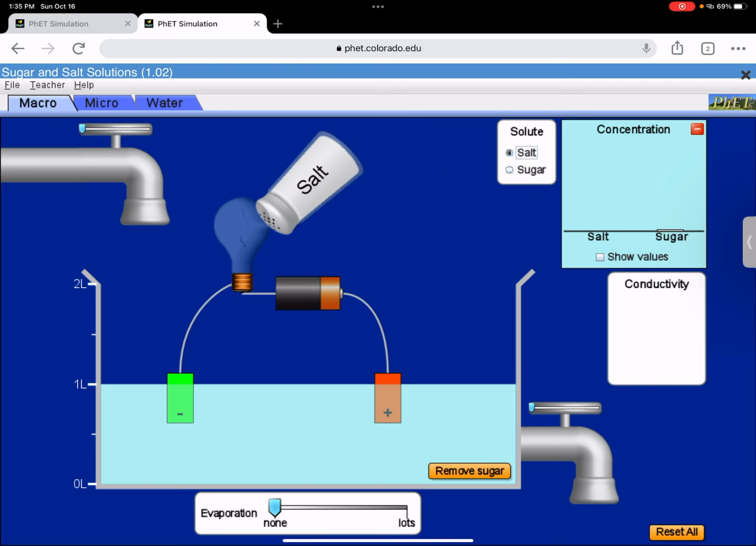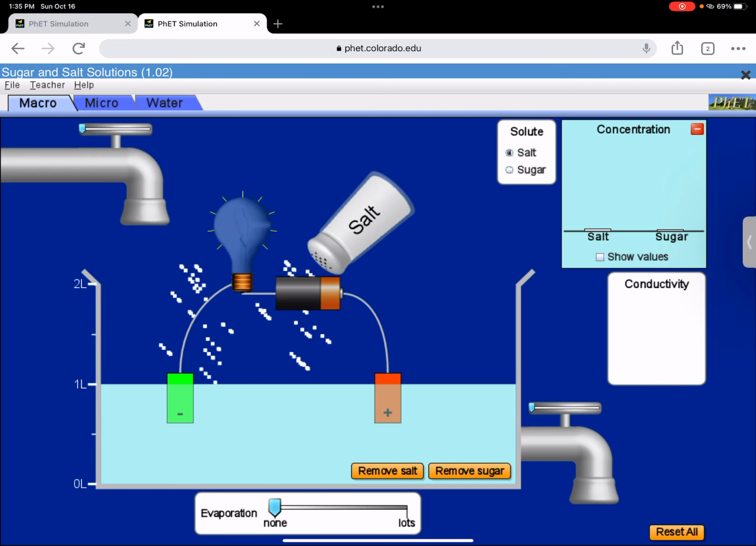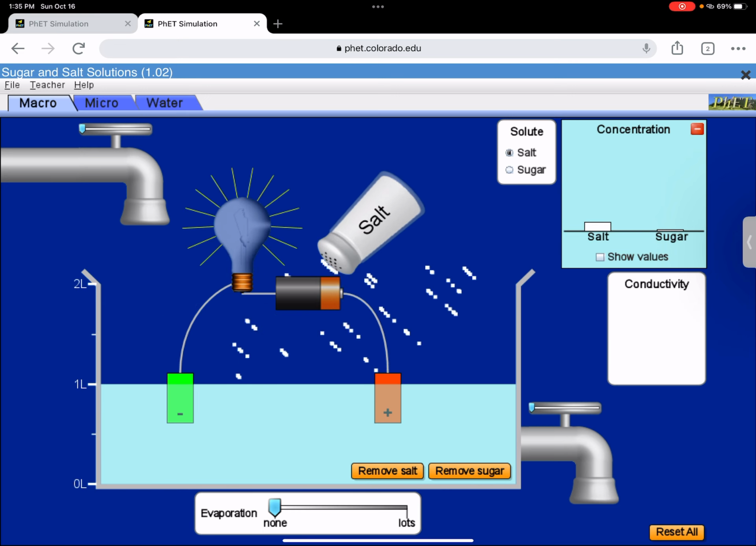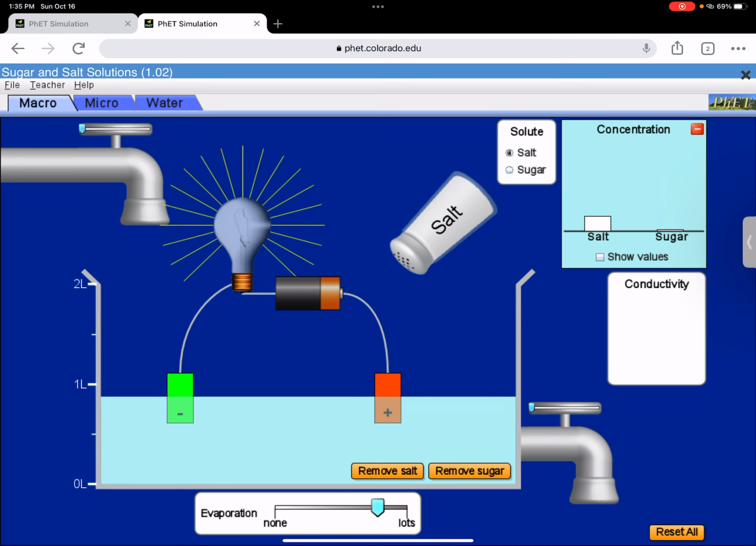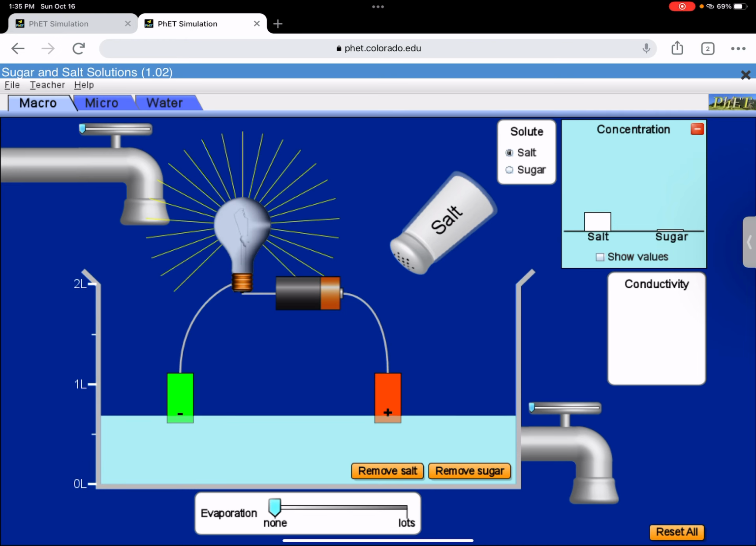And I just want to point out that the more concentrated it is, you can see our light bulb is growing stronger and stronger. And if I evaporate the water, see, it gets even stronger. So the more concentrated it is. So the strong electrolyte is something that will break apart in water. A non-electrolyte is something that's got lots of hydrogens and oxygens, and it won't split apart in water. And then you could also have a weak electrolyte. And a weak electrolyte is something that only kind of splits apart in water some of the time.